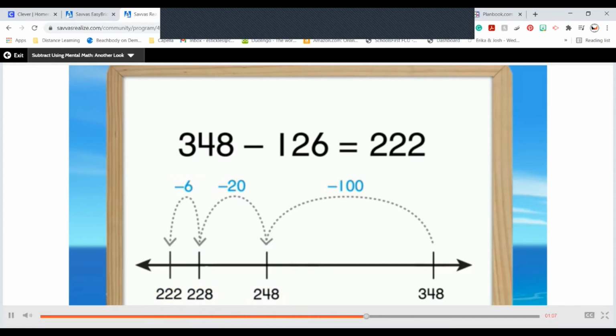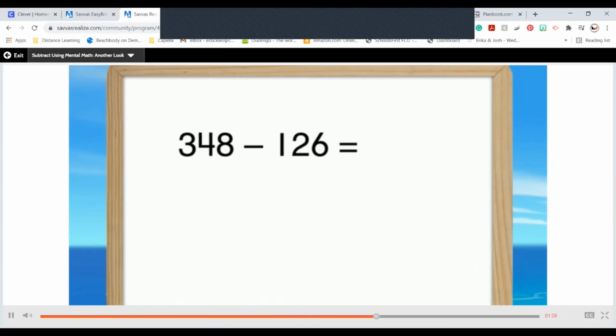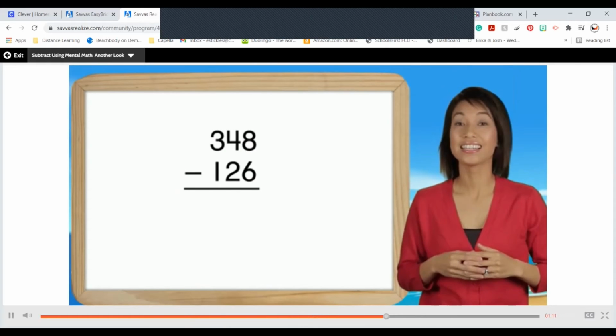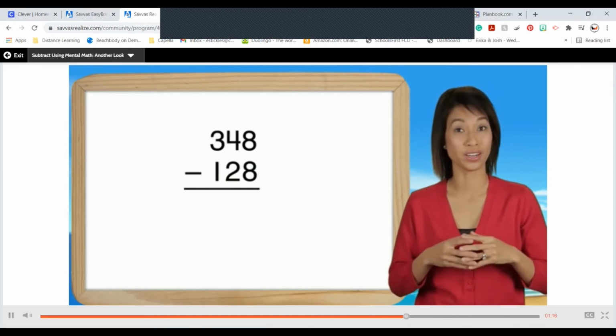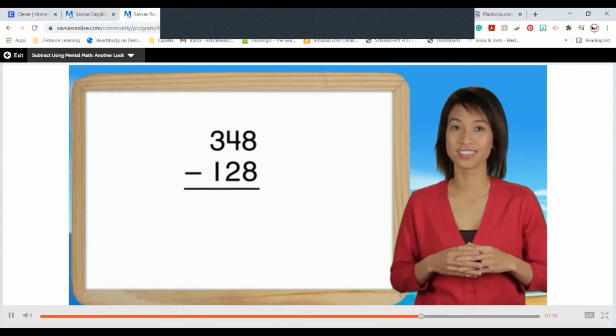We can solve this another way too. Use easier numbers. Here's how. Instead of subtracting 126, we'll subtract 128. What does that do for us?